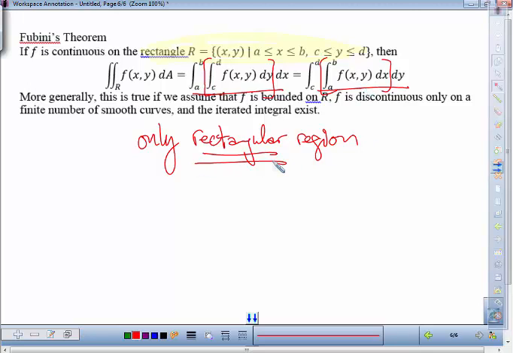But when we start dealing with more complicated regions, which is what we're going to do next time, we're not going to be able to just switch the order. I mean, we can switch the order, maybe, but switching it is not as easy as switching it like this. So we have to be really careful about that. Okay?